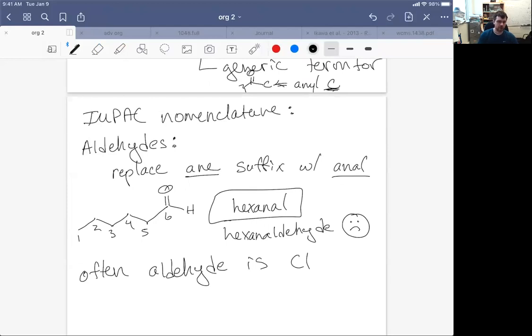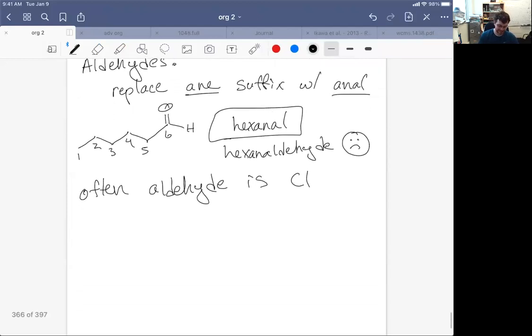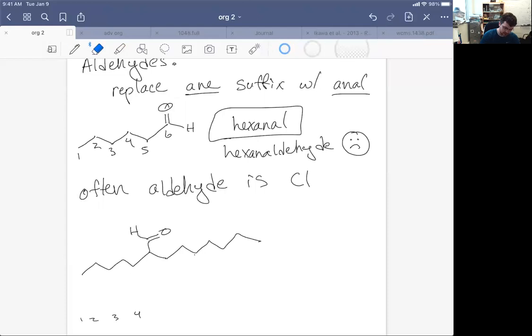Okay, so what if it's not C1? You could argue it usually is, but let's look at an example. Let's see, how long is this carbon chain? Okay, I'm just going to count this really quick down here. 1, 2, 3, 4. 1, 2, 3, 4, 5, 6, 7, 8, 9, 10, 11, 12, 13. I guess I drew a carbon chain that was 13 carbons long, with an aldehyde right in the middle.